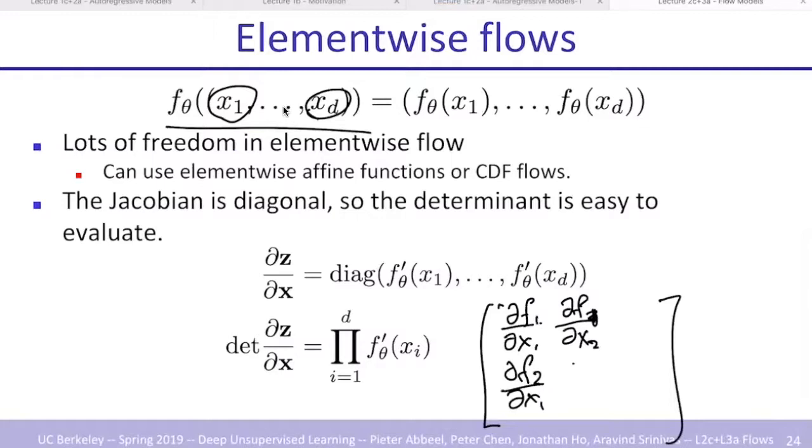So essentially, you can see that because the first dimension only relies on the first dimension, this is non-zero. But the second dimension does not rely on the first dimension, so this is zero. So everywhere is zero except the diagonal, because only the i-th dimension relies on the i-th dimension. So we have a very simple Jacobian and a very simple determinant for that Jacobian, because this is a diagonal matrix. It's just the product of all of the entries, each a simple one-dimensional term.